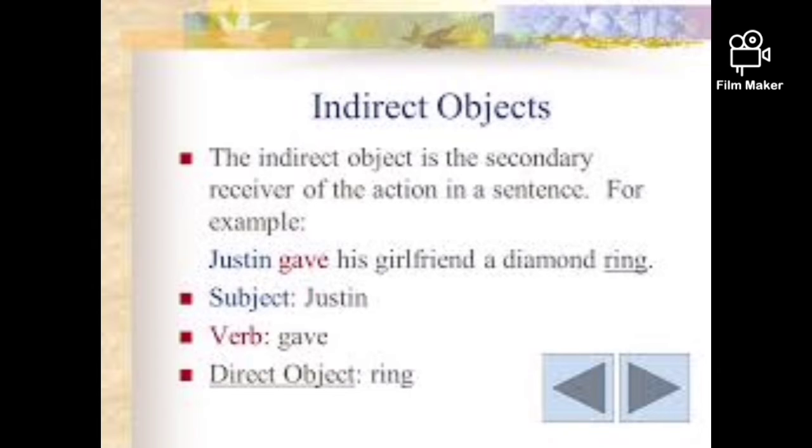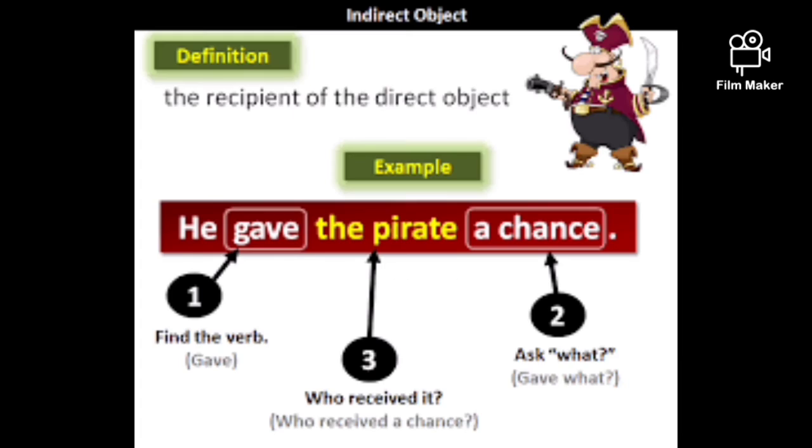So I hope you understood. Let us go with one more example of indirect objects and direct objects so that it will be very clear for you. We have to know this because in the upcoming topic, that is transitive and intransitive, these direct and indirect objects are needed very much. So one more example for indirect object. He gave the pirate a chance.